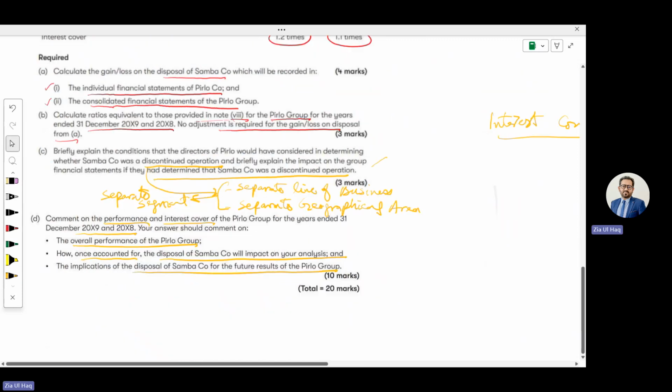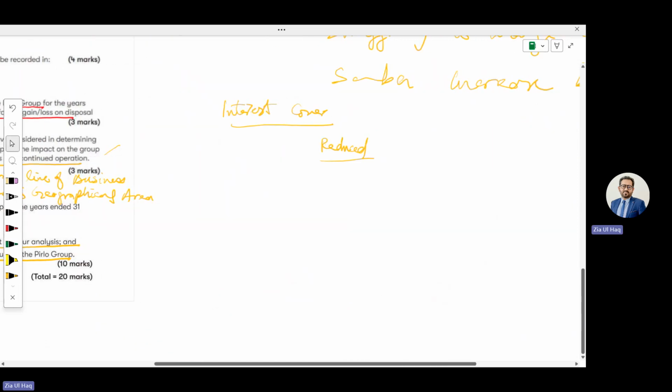And after departure of Samba, that debt will also move with Samba, and for the remaining group, there will be low debt, there will be low interest expense. So this will improve after departure of Samba, because Samba debt might be affecting this interest cover, because high debt means high finance cost. So after disposal of Samba, that debt will be removed from the group. Not only that, finance cost will be reduced, and this reduction in finance cost will improve interest cover for the business.